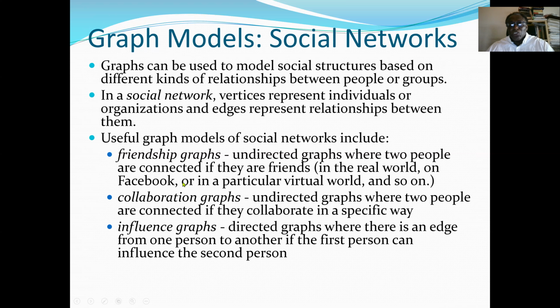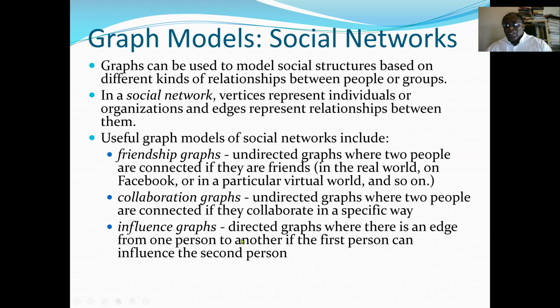This is common on Facebook. Most of the time, your Facebook friends may come from the same city as you, or maybe share something in common, maybe the same profession. Then we also have collaboration graphs, which are normally undirected graphs where two people are connected if they collaborate in a specific way. Then we also have the influence graphs.